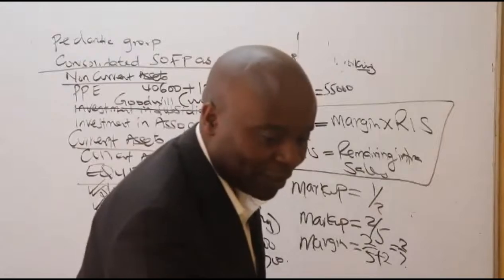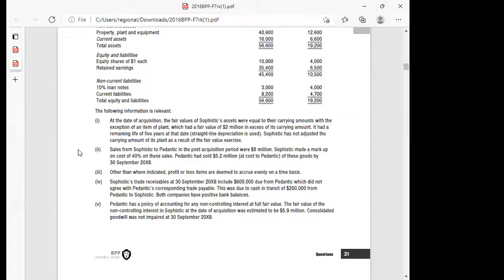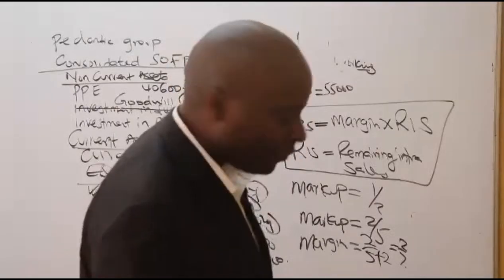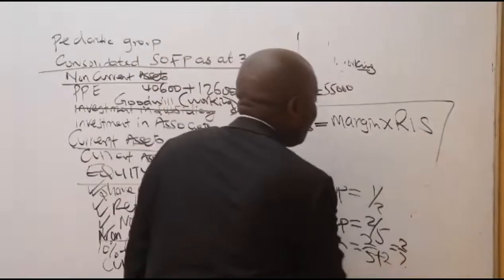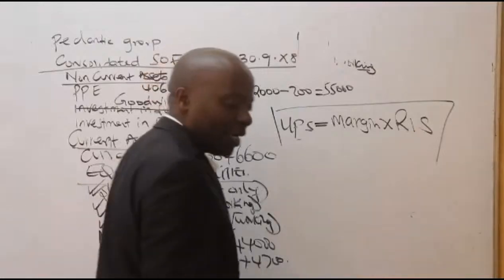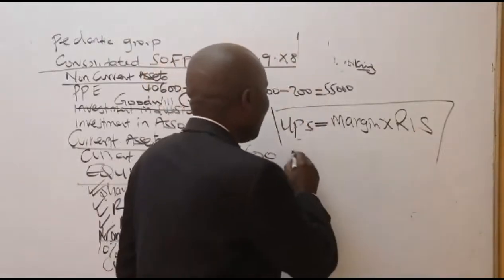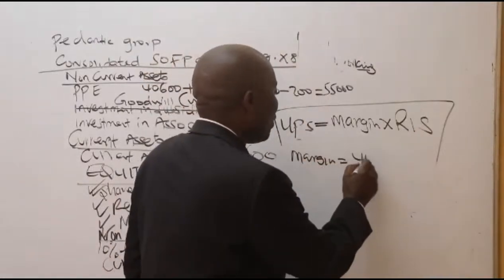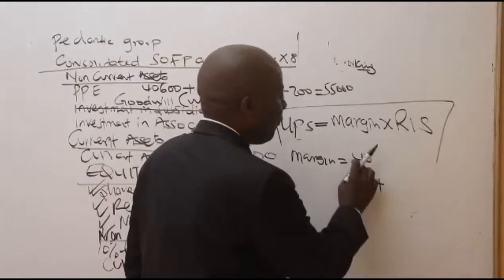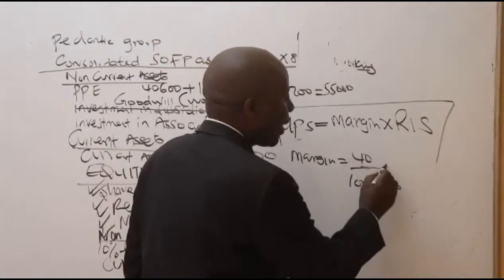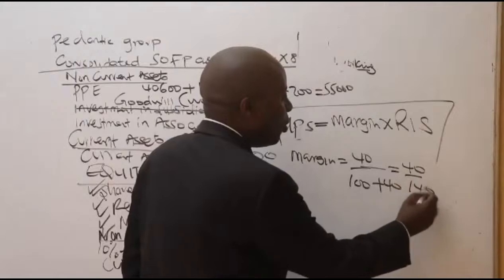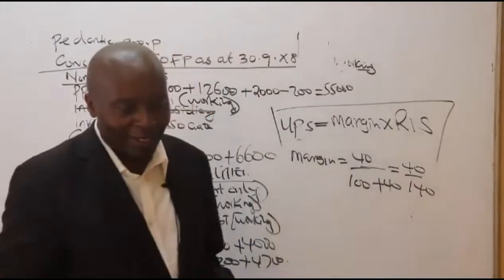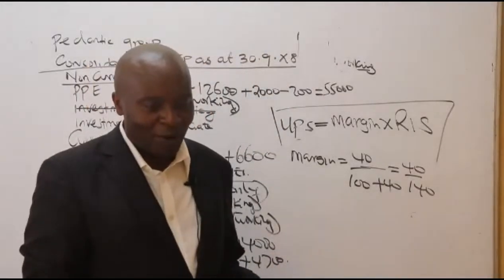He's a nice examiner, because he has given me a free mark here. He said Sophistic made a markup of 40%. So what does that mean? First of all, I have to get the margin. If markup is 40/100, then margin will be 40/100 plus 40, which gives me 40/140.